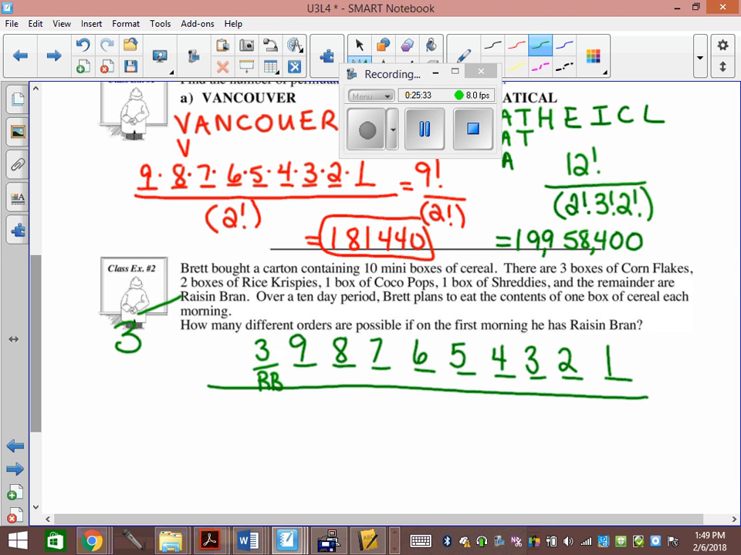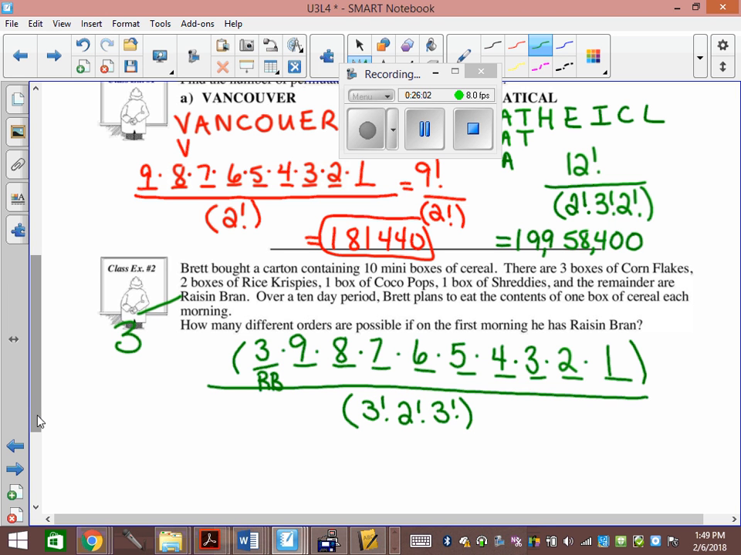And then what do we have to do? Unless someone sat on a box of raisin bran, you can't tell the difference between them. Someone sat on one, well, obviously, a squish box, but no one's sitting on these. They're nicely placed in your cupboard. So, what do we have to remember to divide by? The ones that are the same. 3 factorial, 2 factorial, 3 factorial.